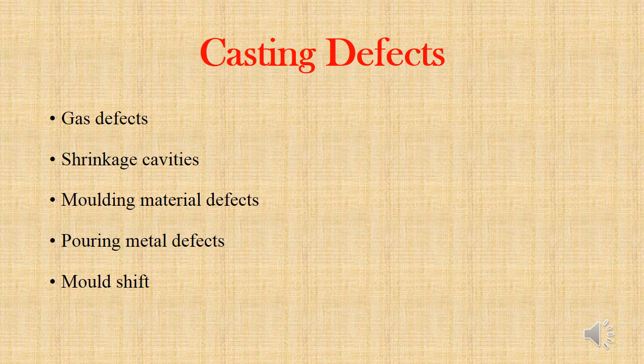The following are the major defects which are likely to occur in sand casting: gas defects, shrinkage cavities, molding material defects, pouring metal defects, mold shift. We will discuss both the cause and remedy for these casting defects.